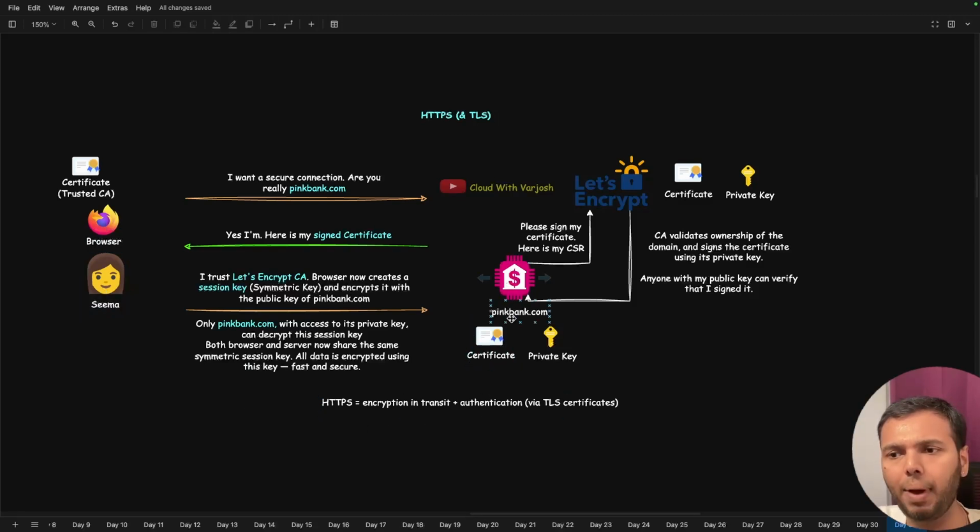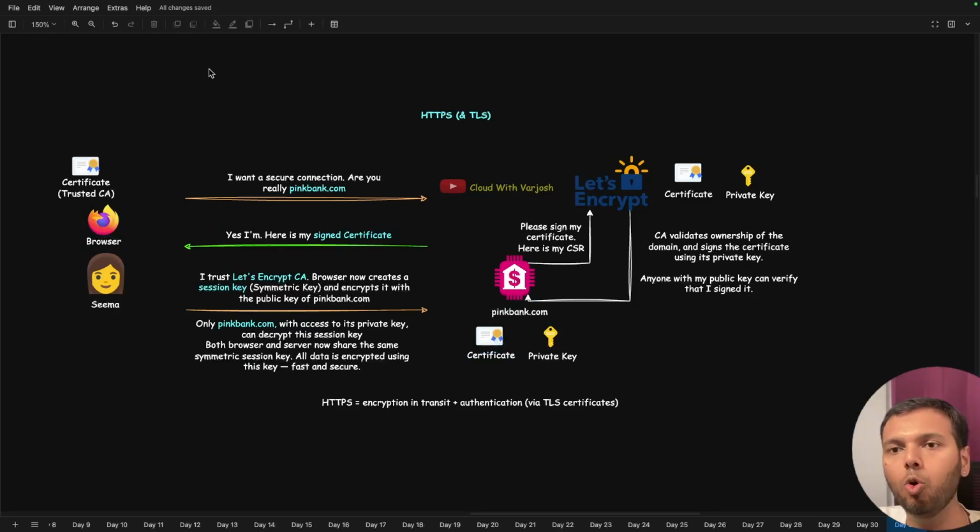You remember pinkbank.com shared its certificate in this step. Hence, the public key of pinkbank.com is there in the certificate itself. So what the browser will do is randomly generate a session key and then encrypt that session key with the public key of pinkbank.com.